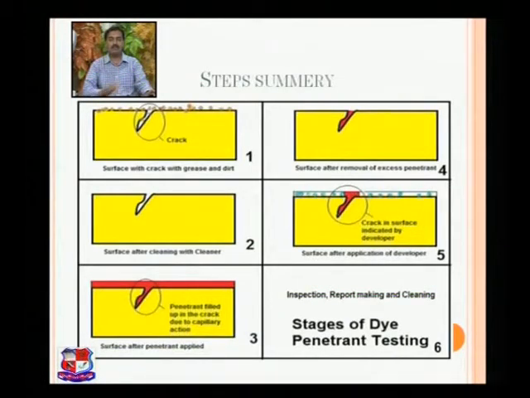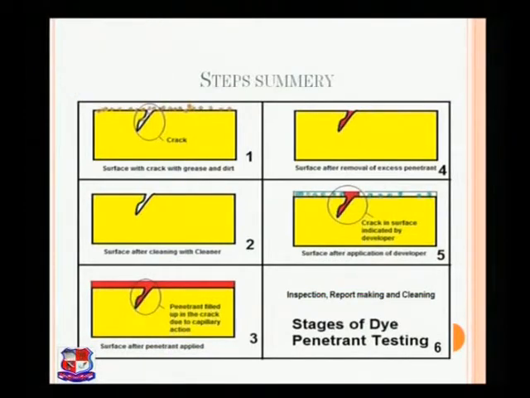Now the next step is removal of excess penetrant. If we remove it, you can see that in cell number 4, the excess penetrant is removed, but still in the crack the red portion is there. That means the penetrant is staying there, and from the upper surface we have removed it.